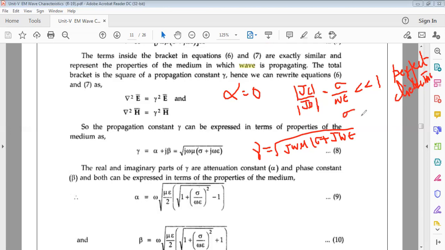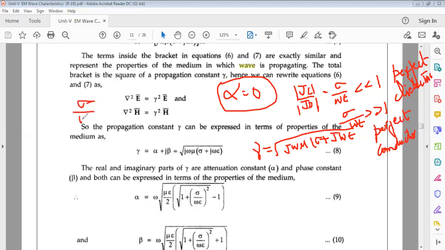And sigma by omega epsilon very much greater than 1 is a perfect conductor. Okay, my dear students, when alpha is equal to 0, that is, the attenuation is 0. If there is no attenuation, there is no loss in the transmission. In the propagation constant gamma, where alpha is equal to 0, sigma by omega epsilon.